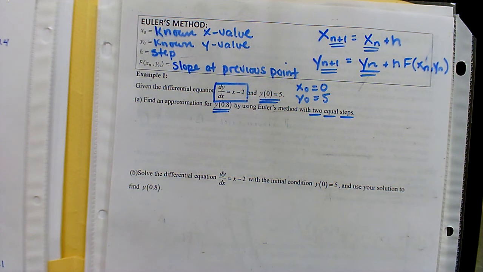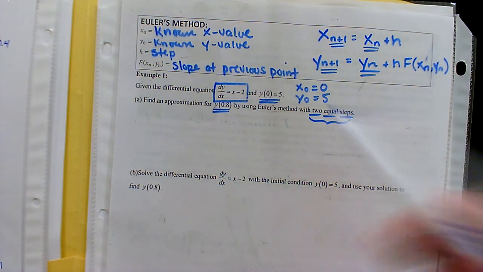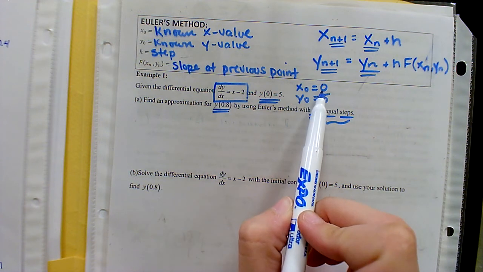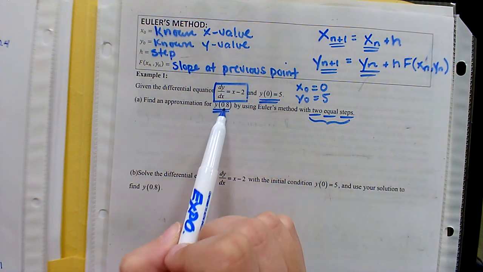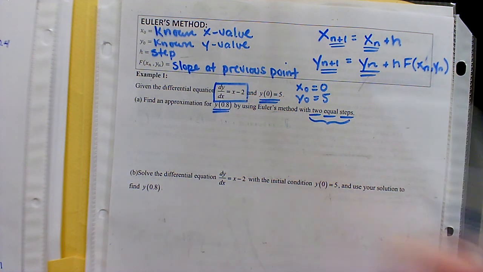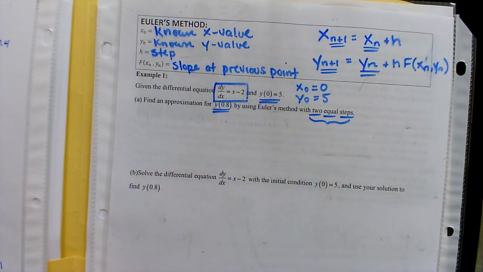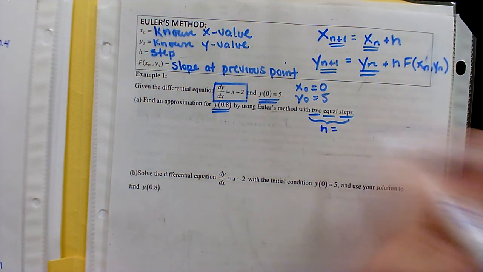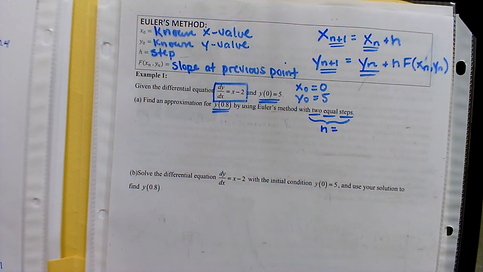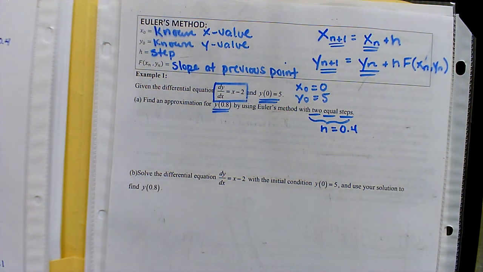Okay, 2 equal steps. So if we think about this 2 equal step idea, notice how the x value we're starting with is 0, and the x value we're trying to approximate is 0.8. So how can you evenly divide up that interval with 2 equal sections? What does your h have to be? Can we figure out the step? If you're going from 0 to 0.8, yeah? 0.4. Okay, so there's our step. Do you see how we can figure that out?